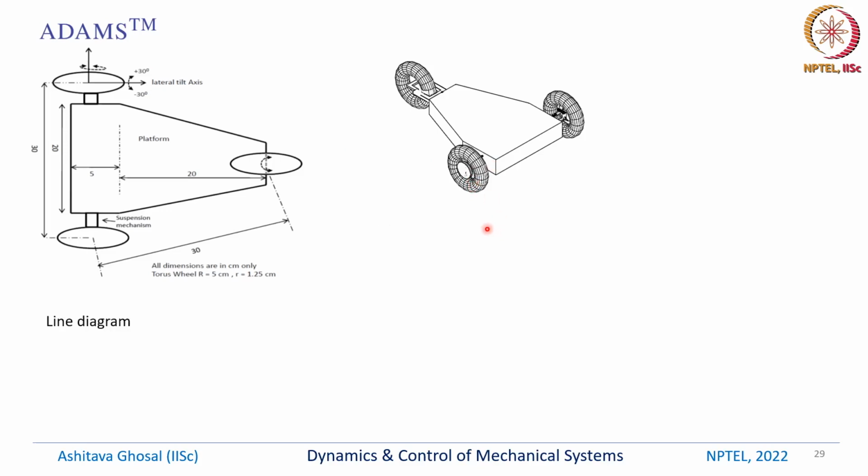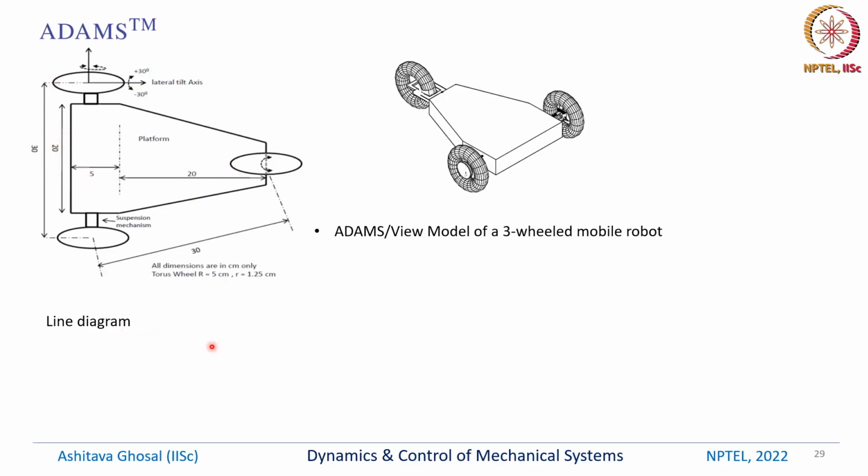Okay, and then this is the wheel which is mounted on some sort of a platform. The front wheel can be steered, the rear two wheels can be driven, and the two wheels can tilt sideways. So this is 30 degrees lateral tilt. This dimension is about 30. This is 20, this is 5, and all these dimensions are given.